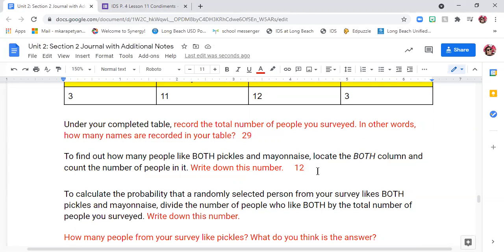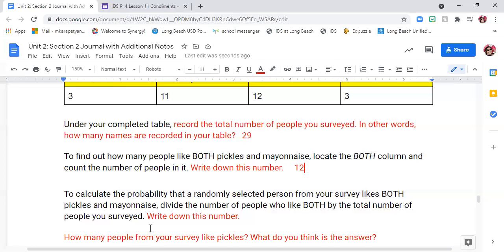So if I wanted to, so there's a difference, right? There's a difference between the count of people and the probability. So if I wanted to calculate the probability that a randomly selected person would like both pickles and mayo, I would do 12 divided by 29, because to find probability we take that total and divide it by the total number of people surveyed, right? So count and probability are different. Probability is that number over the total, whereas the count is just the count.